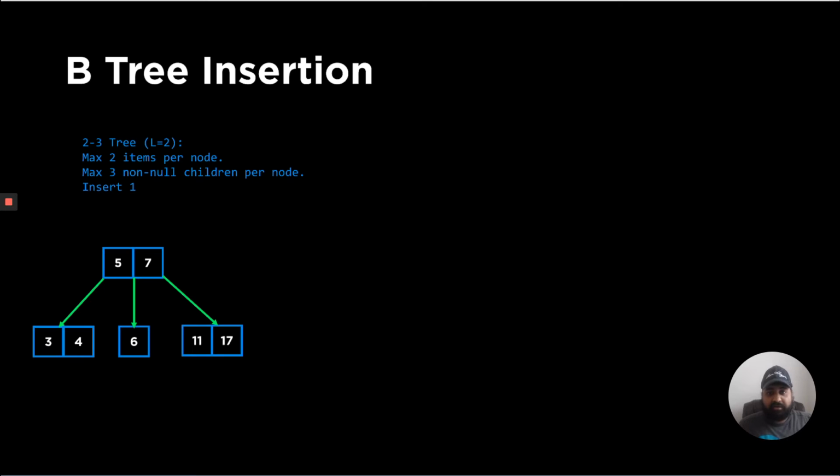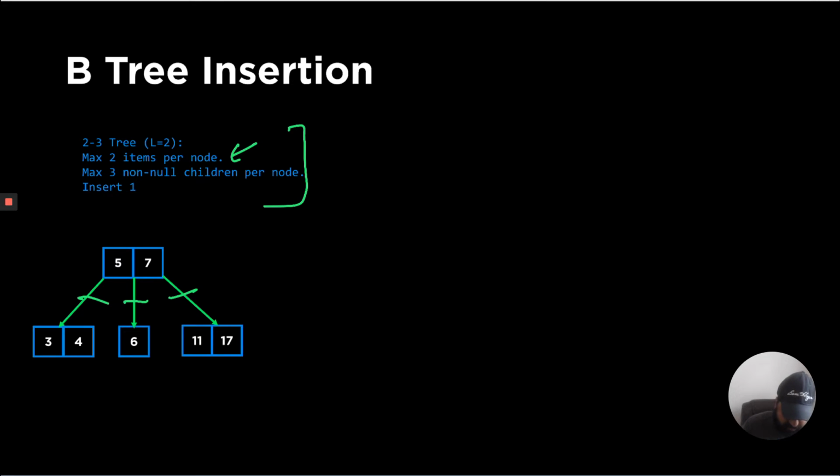In this video, we are going to see an example of how insertion works in a B tree. So here I've taken a simple example, which is a 2-3 tree. A 2-3 tree can have a maximum of 2 items per node. So in this case, all of these nodes have at most 2 items. Also, it can have a maximum of 3 non-null children per node, which is, you can see, this has 3 children right now.